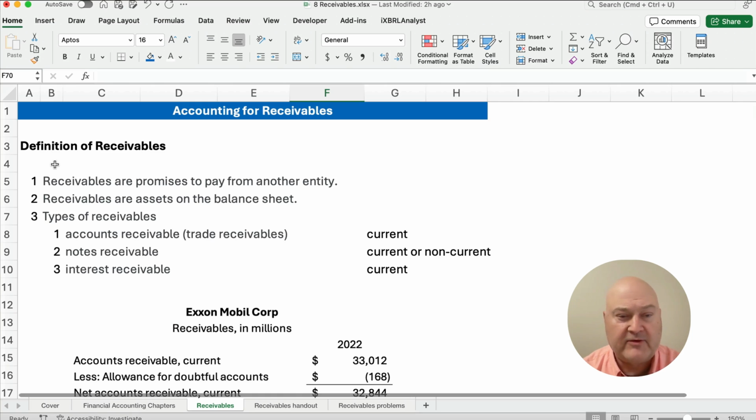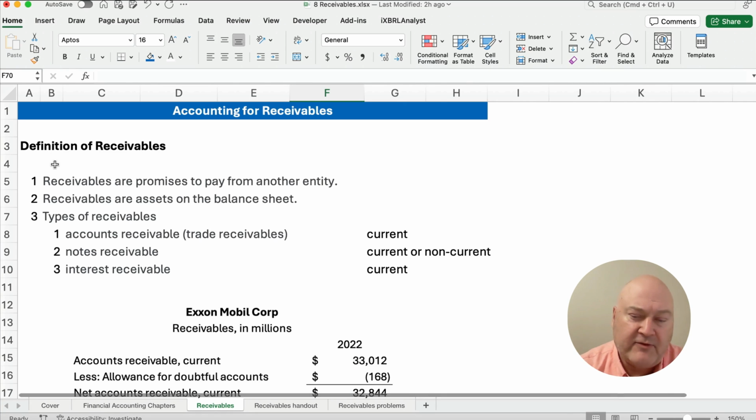Receivables are promises to pay from another entity. So we have the right to collect money. And so receivables are assets on the balance sheet, and there's several types of receivables. The big two in this chapter are accounts receivable, or sometimes called trade receivables, and notes receivable. And then you have other receivables, for example, like interest receivable.